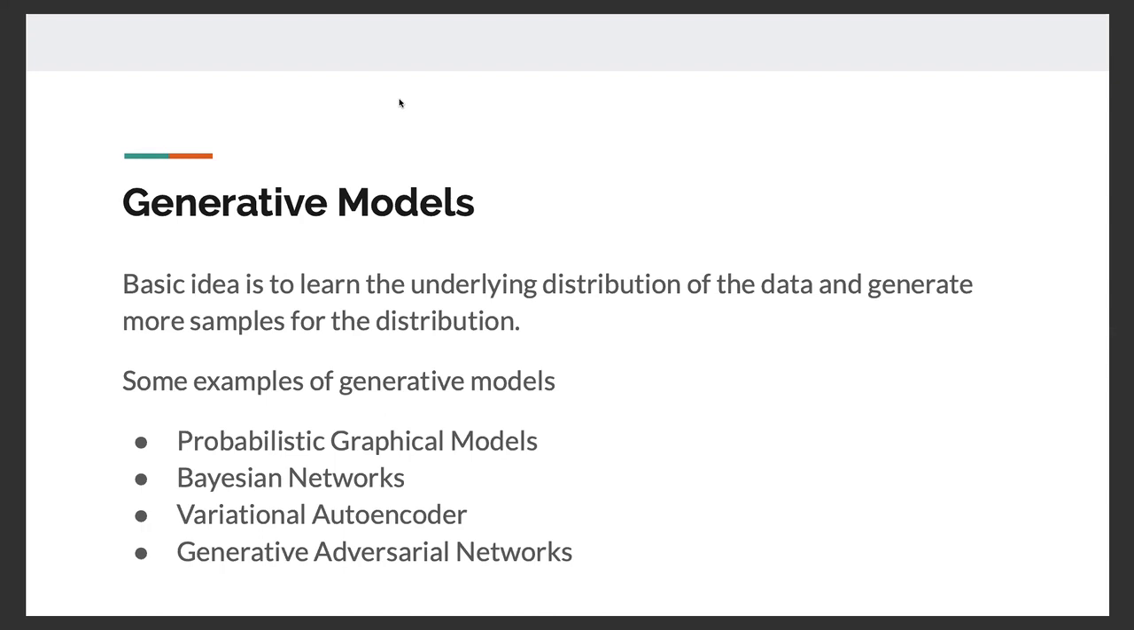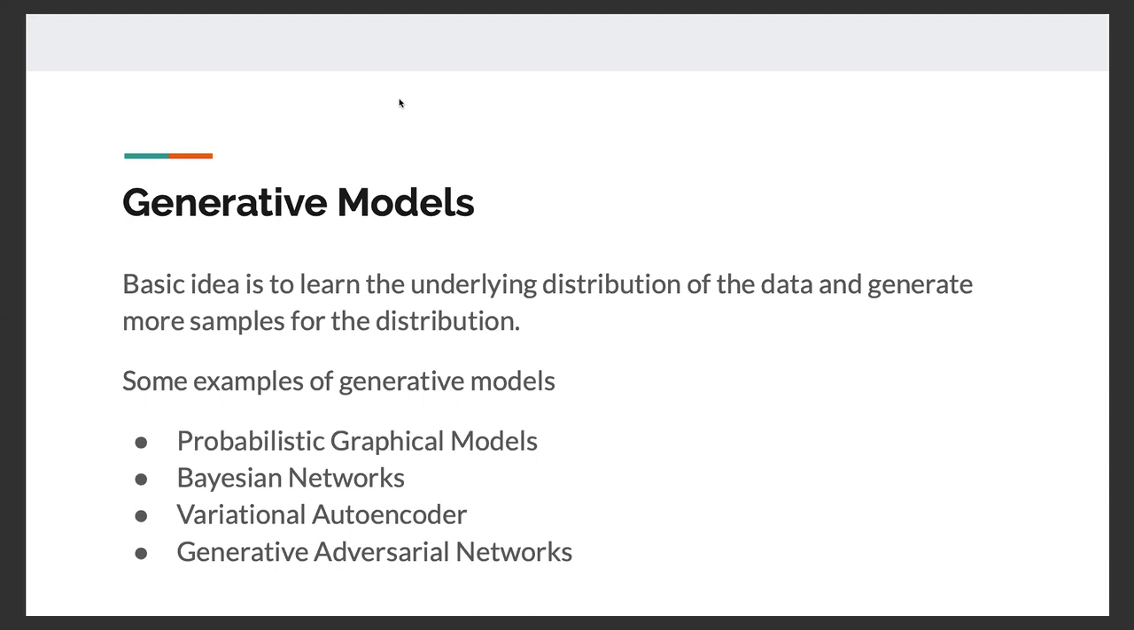The very basic idea of a generative model is to learn the underlying distribution of the data. After the learning, we can generate more data samples from this distribution. The motivation for this kind of network is often the lack of data points or data samples.